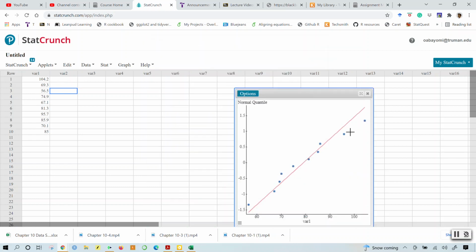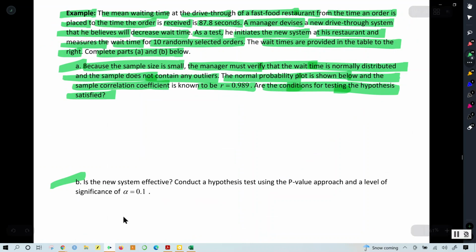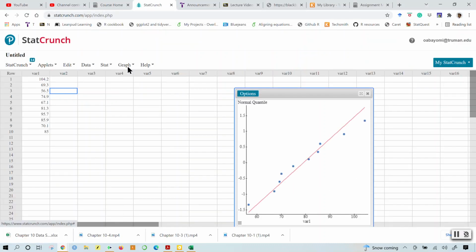And as you can see, there is no crazy departure of the points from the red line. As long as those points are not crazy far away from the red line, we can conclude that this data can come from a normally distributed population. So that satisfies that first requirement, that the sample, even though it is small, should come from a normally distributed population.